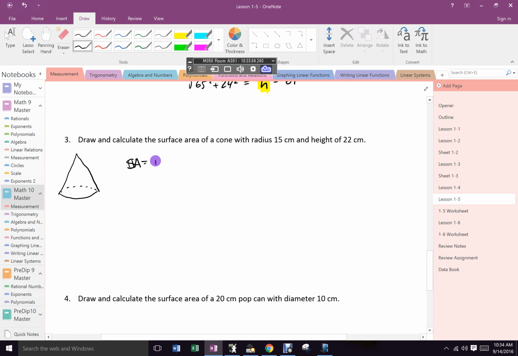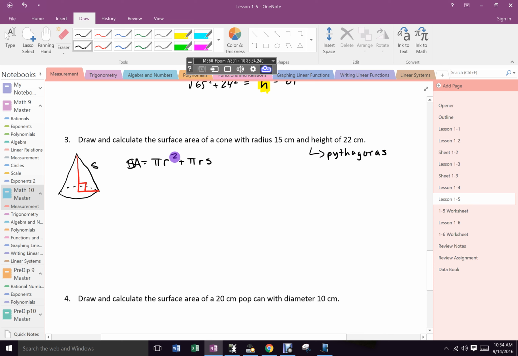Surface area equals pi r squared plus pi r s. Where's the s? It's right here, up the side. Now, you guys are smart kids. Up the side creates what kind of triangle? A 90-degree triangle. So, is it useful to have Pythagoras along again? It is. Very useful. So, let's check this out.